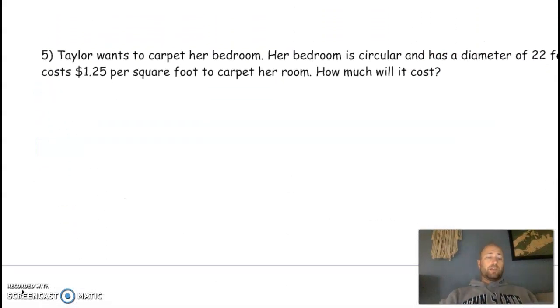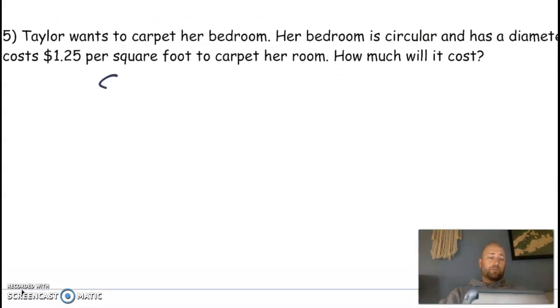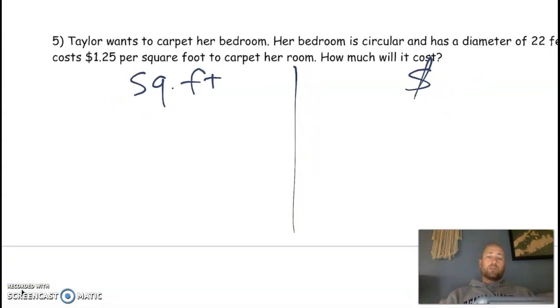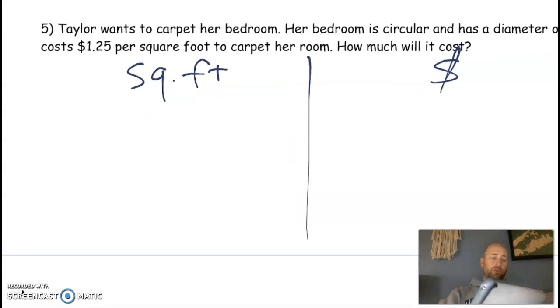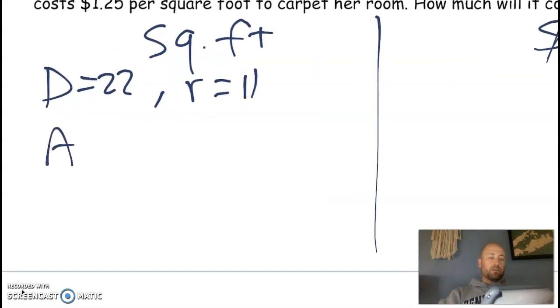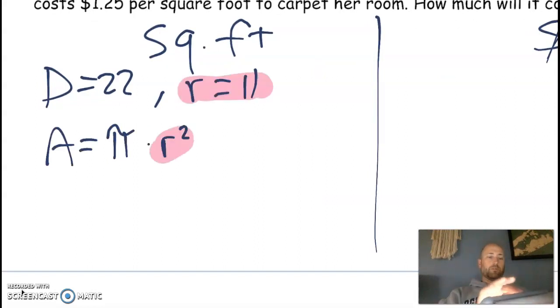Okay. Then number five, I'm going to do in two parts. First, I'm going to find square feet. Then I'm going to find the total cost. Okay. So here we go. The diameter is 22 feet. And just so happened that all of them gave me the diameter. If it gives you the radius, you don't have to find half the radius. You're always looking for the radius because we're looking for area equals pi times the radius squared. We want to make sure that we have the radius so we can put it in the formula.